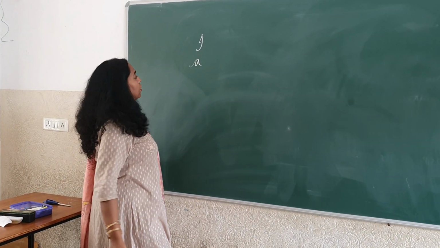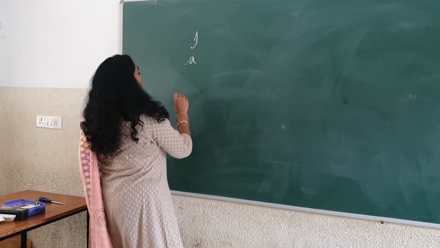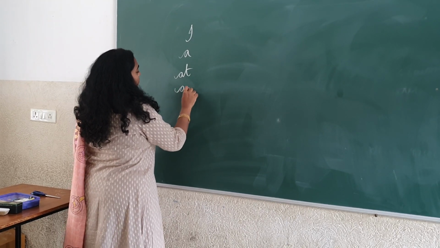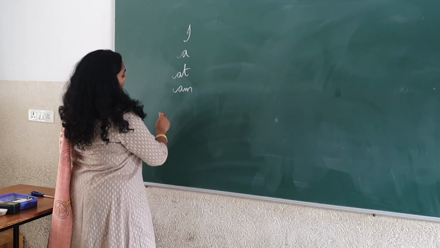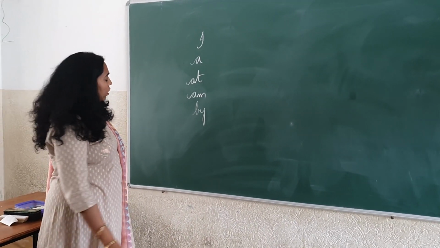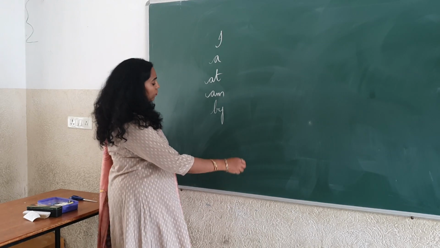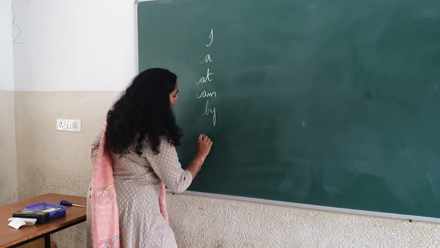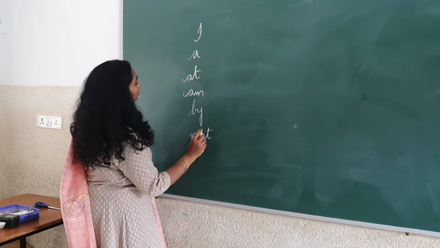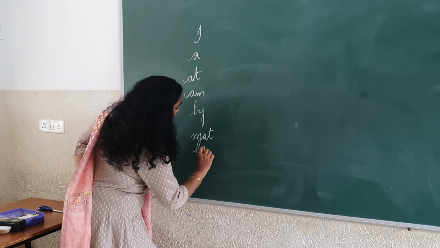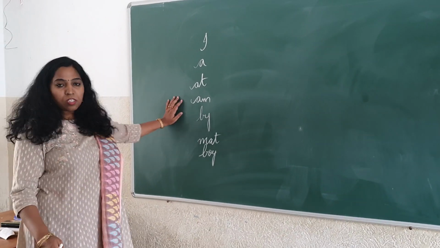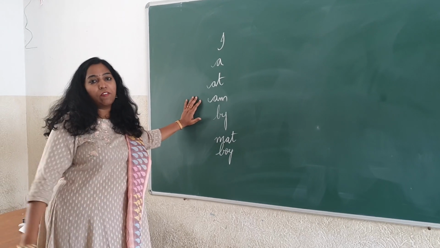Okay, let's begin with this. Some two letter words. Okay, two letter words like at, am, then by, some two letter words. Then now we'll write some three letter words, as in mat, boy. Okay, some three letter words. And then we can also take four letters, five letters, whatever.